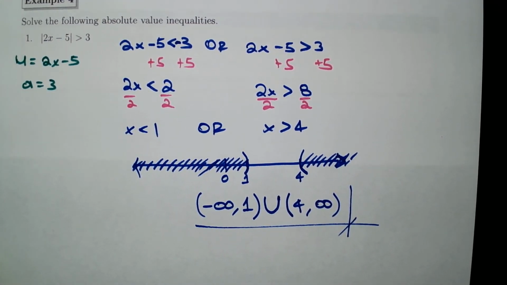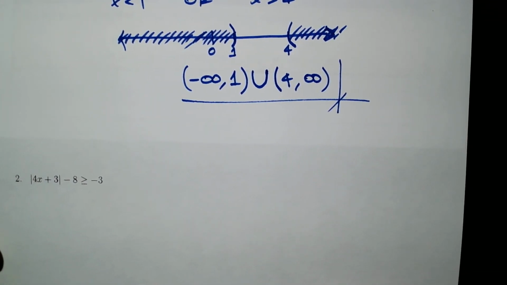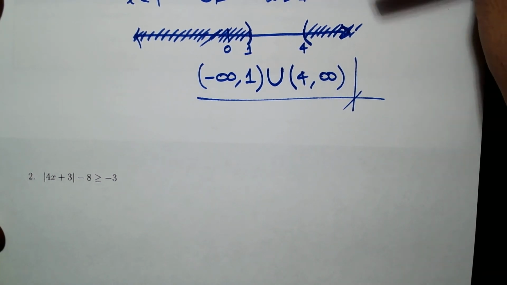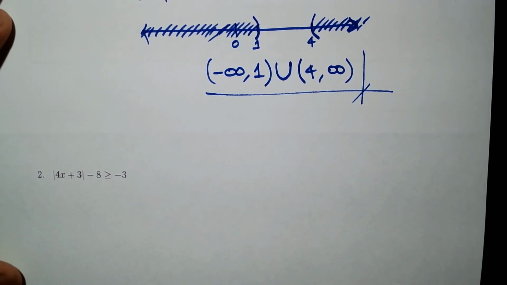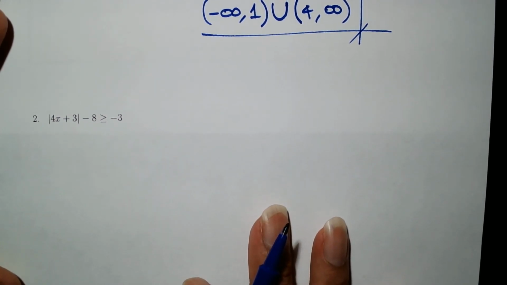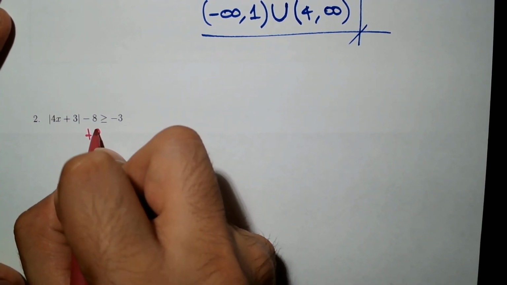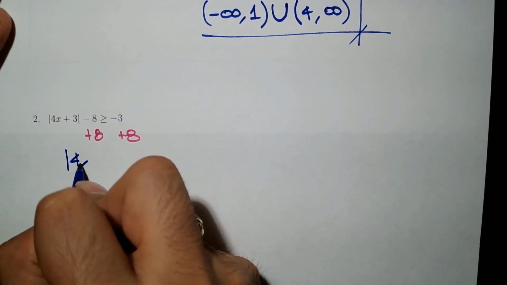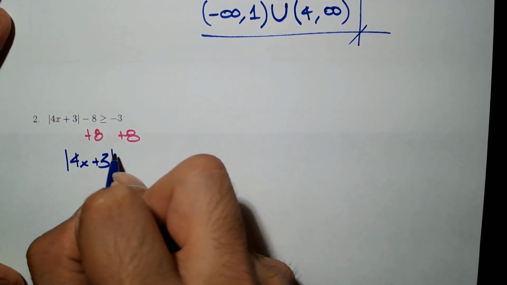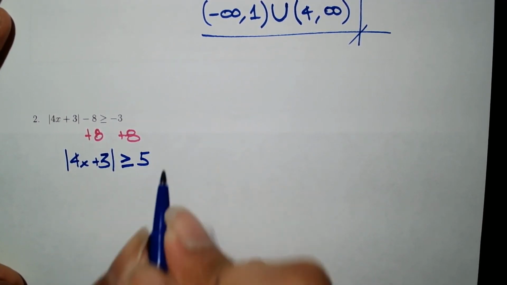Let's look at another example. The absolute value of 4x plus 3 minus 8 greater than or equal to negative 3. Okay, so first of all, we need to isolate the absolute value term. All right, and we do that by adding 8 to both sides. So we get the absolute value of 4x plus 3 greater than or equal to negative 3 plus 8, which is 5.